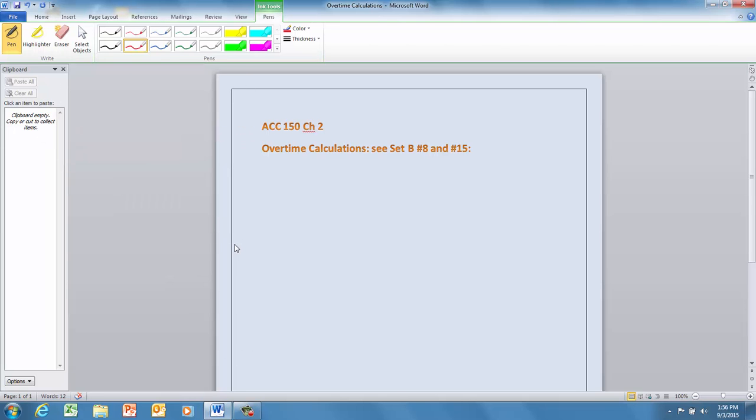Let's talk about calculating overtime. So I'm going to take a look at number 8 and number 15. In number 8, we have Peter, who's paid $13.76 an hour, and he worked 44 hours.